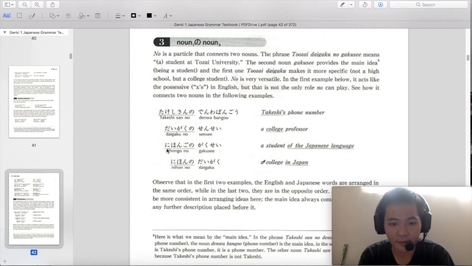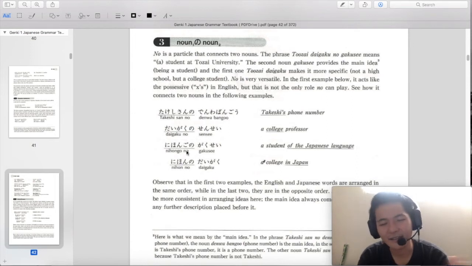So let's take this for example right here. Now let's look at this English example, right? A student of the Japanese language. So in a sense, when you look at this sentence right here, Nihongo no gakusei, gakusei is a student of Nihongo, which is the Japanese language. So it's a student of the Japanese language. Not only is it like a possessive particle, like not necessarily that this Nihongo is possessing this student, I guess. It doesn't really belong to this student, but this student is a part or is of this Japanese language. So he's a student of the Japanese language.